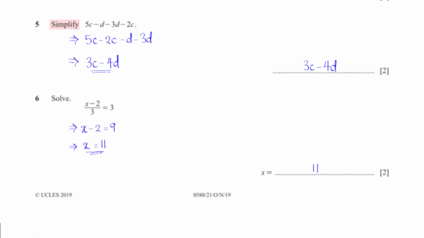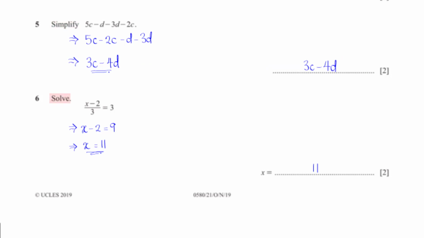Simplify 5c minus d minus 3d minus 2c. 5c minus 2c gives us 3c, minus d minus 3d gives us minus 4d. And so our final answer is 3c minus 4d.